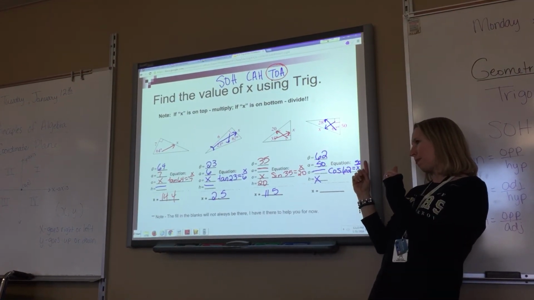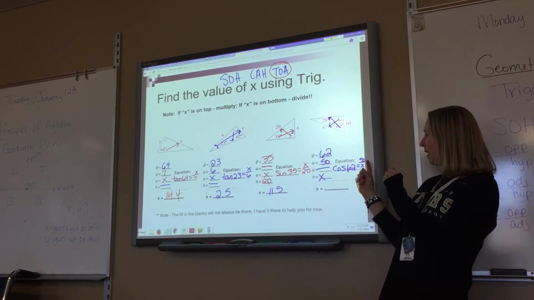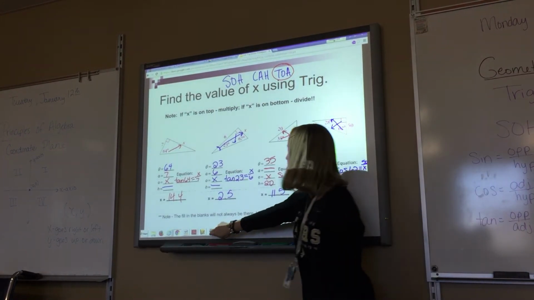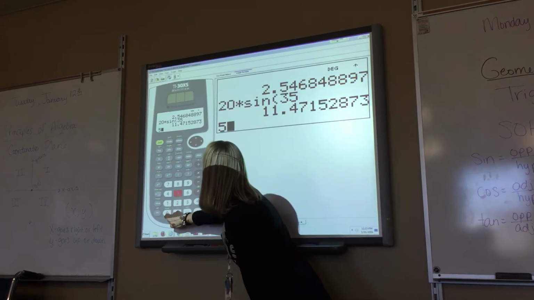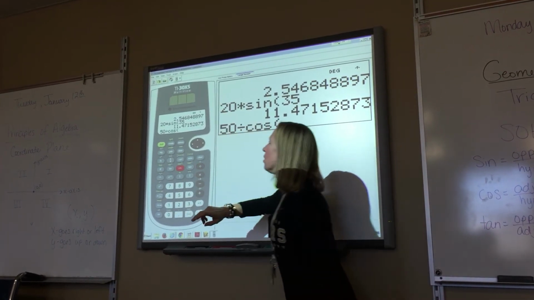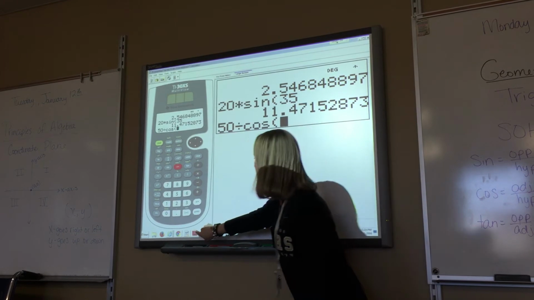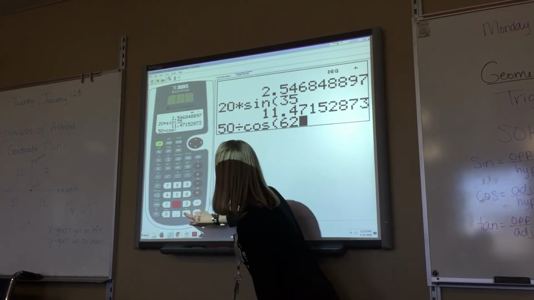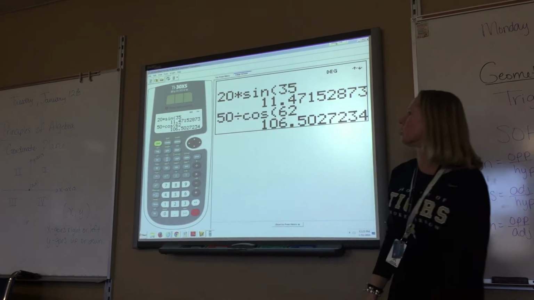Sean, are you with me? Mm-hmm. You get this? Mm-hmm. Okay. You have to type this number over by the X first, so the 50 first. So 50 divided by cosine, what is it, 62? I forgot. 62. Yep, 62. Hit enter, and it's 106.5.